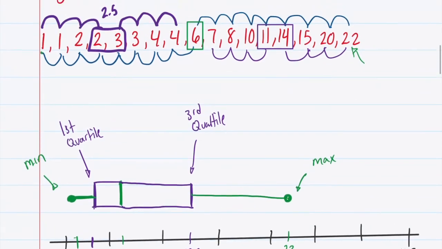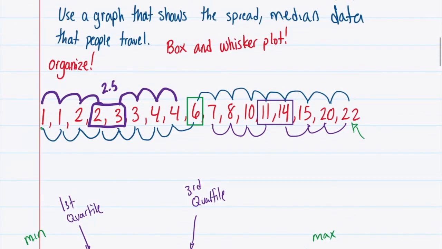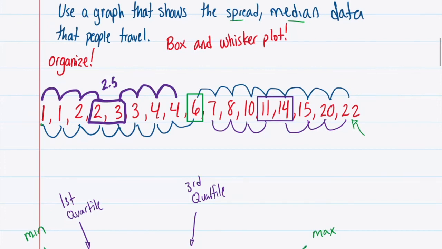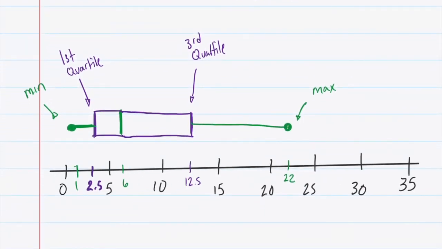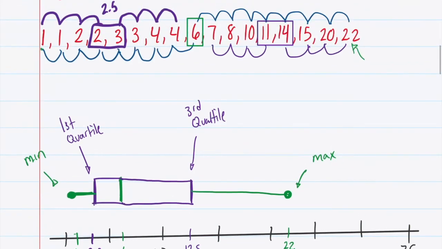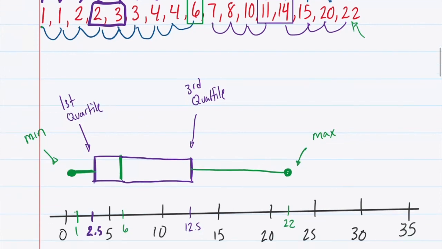It's looking pretty good. Is there anything else we could do? Let's see. We talked about the median. We talked about the spread. I think we got it. That's pretty much it. So we found our box plot using the data. Very important that you organize it. Otherwise, it's going to be difficult to find it. And that's basically what we do.